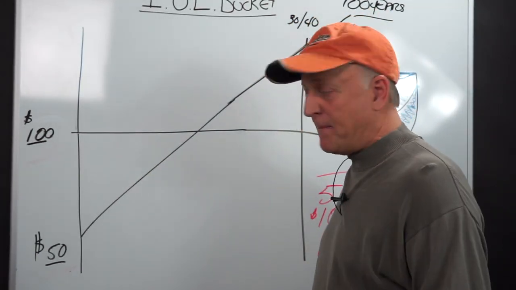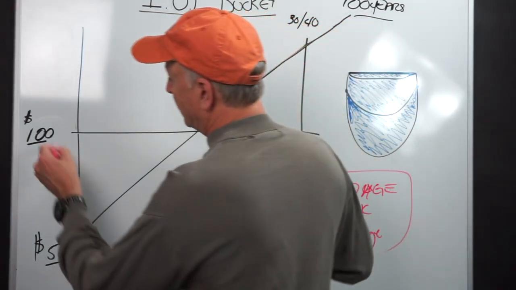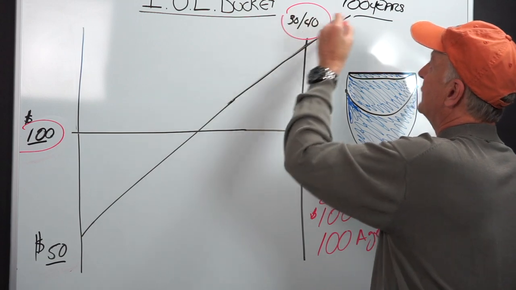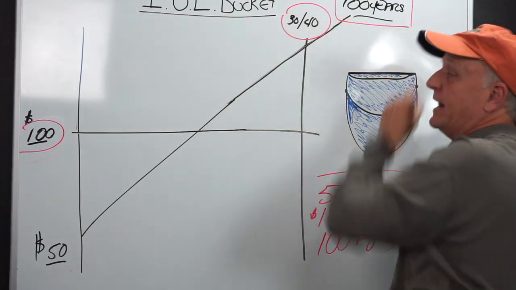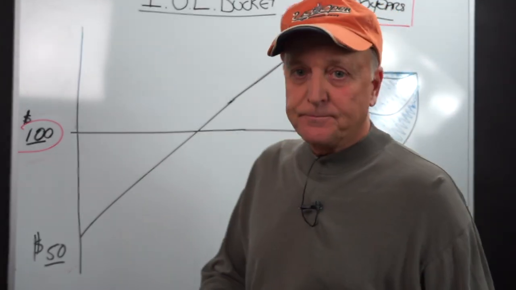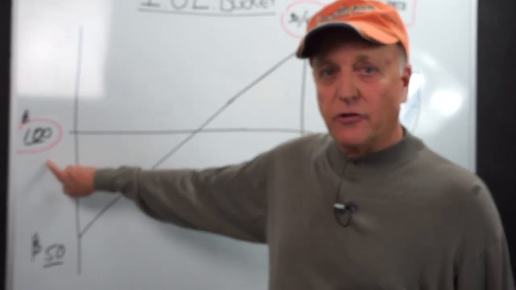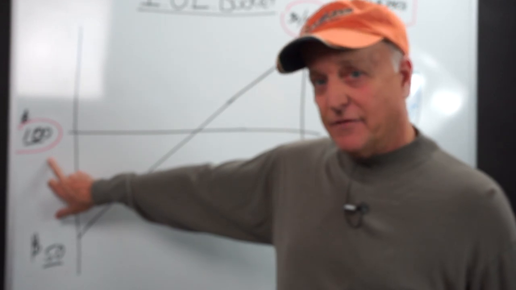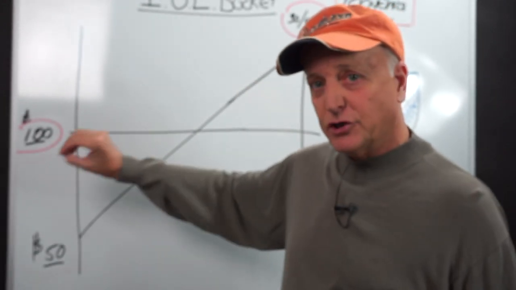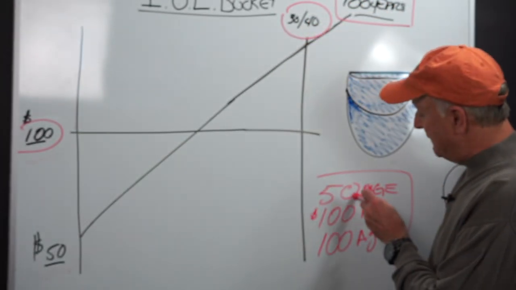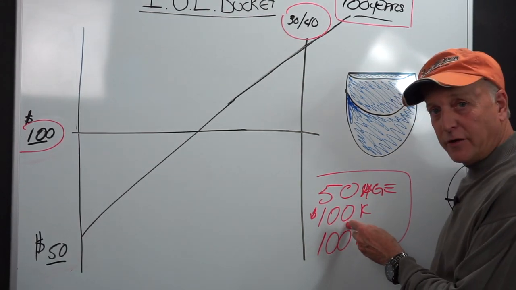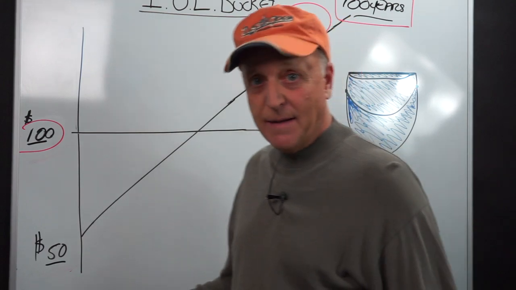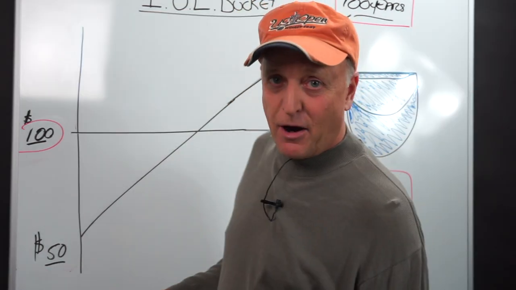So let's just say we're going to be paying $100 a month for this coverage. We're going to pay it for the next 30 or 40 years, and it's going to be enforced until age 100. Now, because you're paying $100 a month for the coverage, you and I and most people would assume that's the cost of the insurance. That's what it costs to insure me at 50 years old, $100,000 worth of coverage, to age 100. In other words, until I need it, or until I pass away, the policy will always be there.